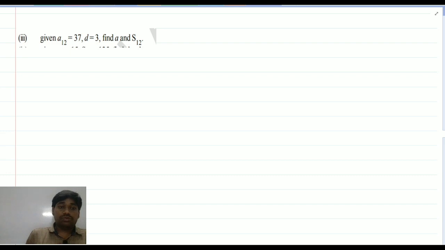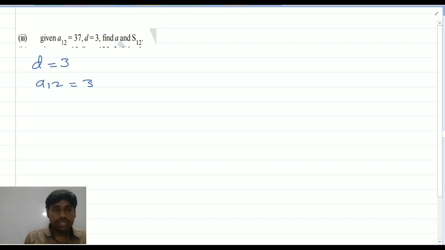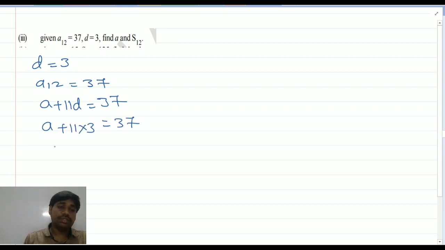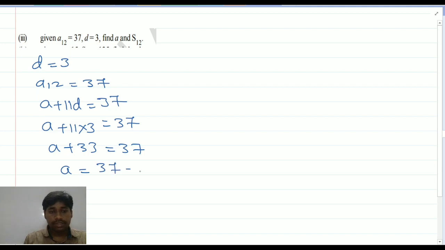Here we go with the next question. The 12th term is given, and the common difference is given. From the 12th term we will get A, then the sum of 12 terms. This is also easy. D is equal to 3. Then A12 is equal to 37, which means A plus 11D is equal to 37. So A plus 11 into 3 is equal to 37. Then A plus 33 is equal to 37, so A is equal to 37 minus 33. A is equal to 4.